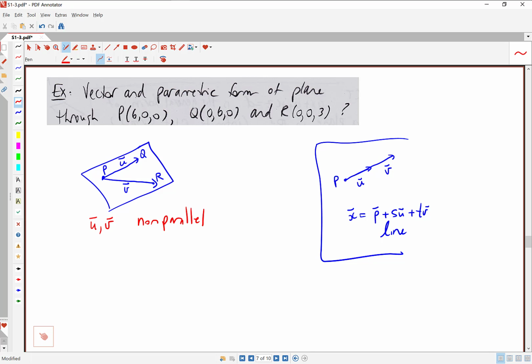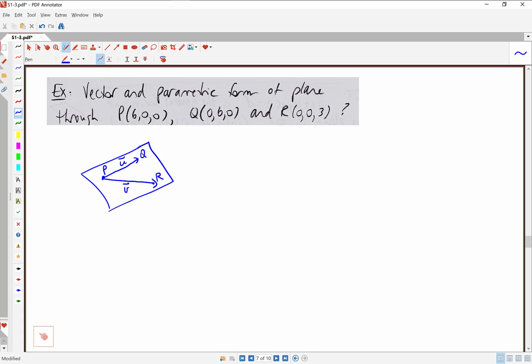Whereas in this strange case that we have on the right side, our vectors u and v are parallel. And when you write down an equation like vector x equals vector P plus s times u plus t times v, you'd only really be tracing out a line. So that's why in the definition of the vector form, we have to be careful to say that u and v are non-parallel. So let's build our 2 direction vectors.